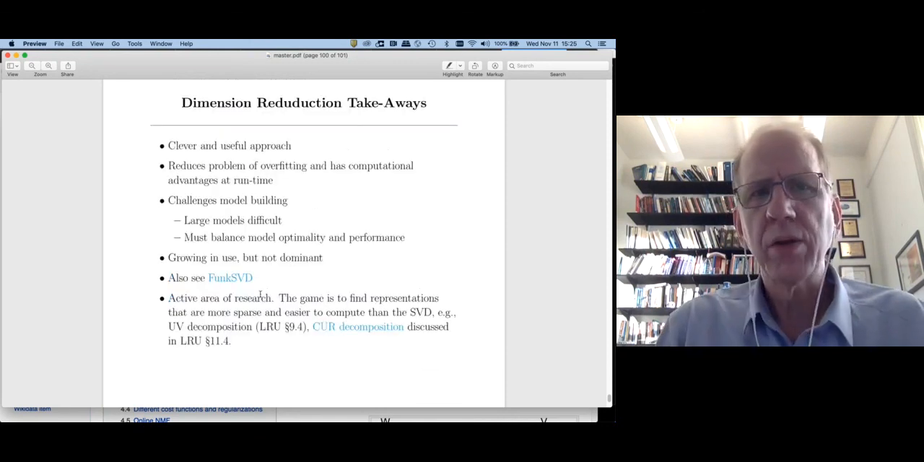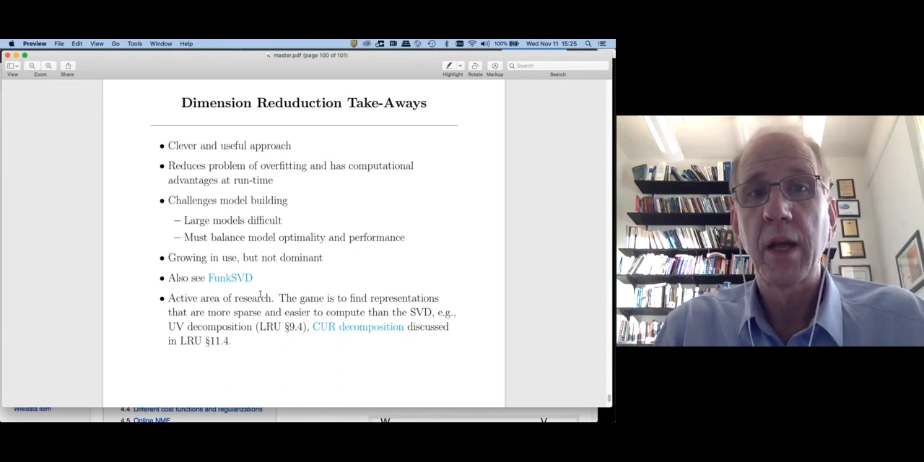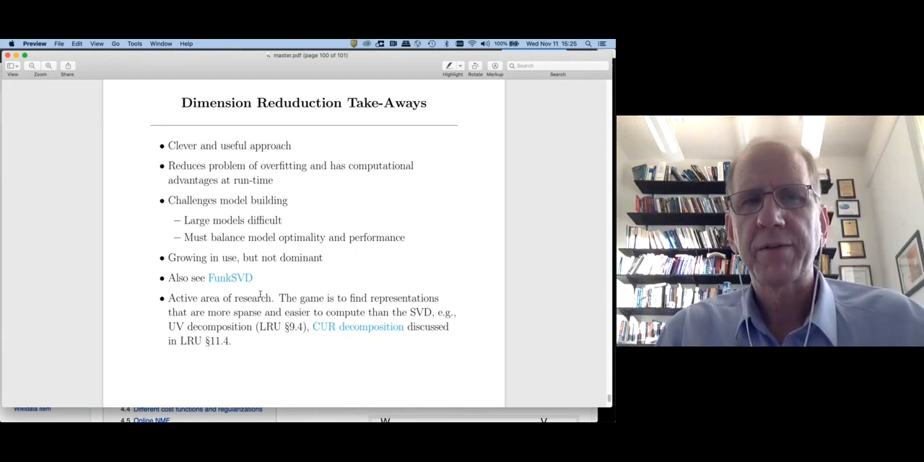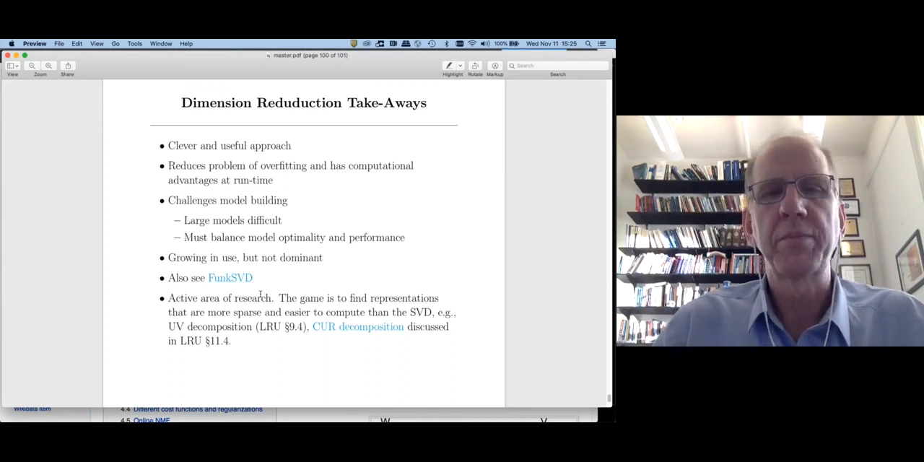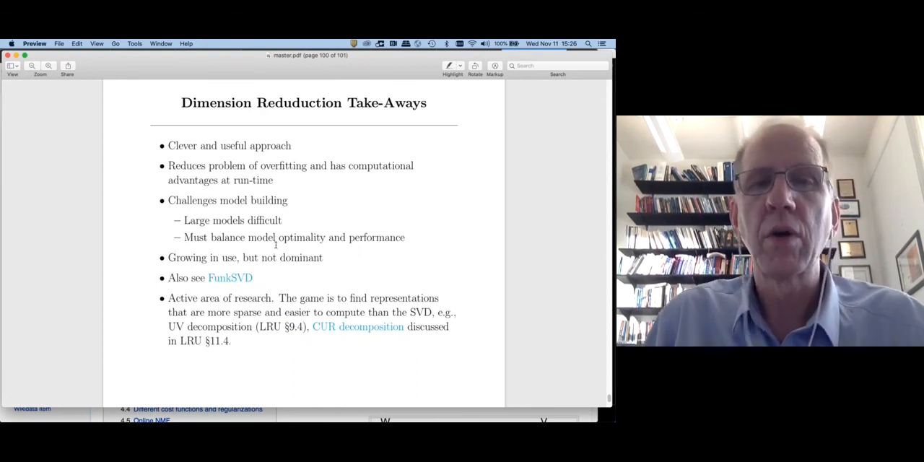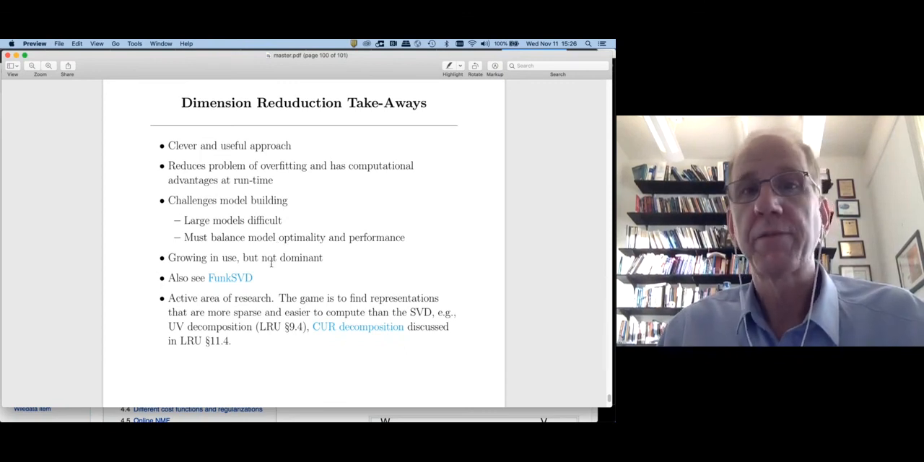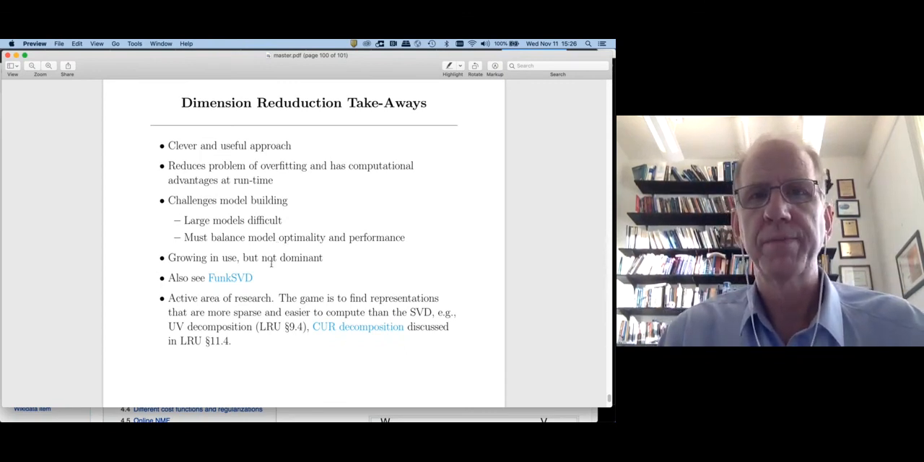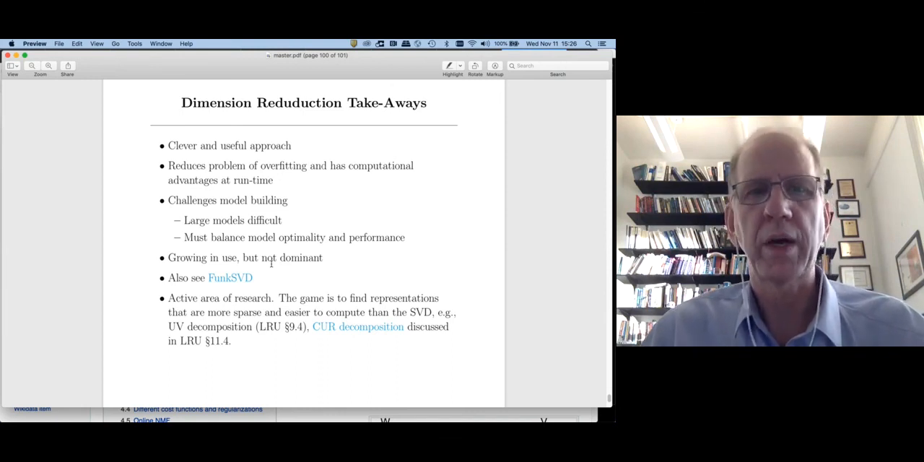I'll close with a few big takeaways. The dimensionality reduction methods are clever and useful. They have real computational advantages, especially at runtime. Estimating the models can be difficult. I'd say that they're growing in use, but they're not dominant. And finally, this is a very active area of research, and people are still working to improve these methods, as well as other methods, including things like deep learning neural networks for recommender systems.